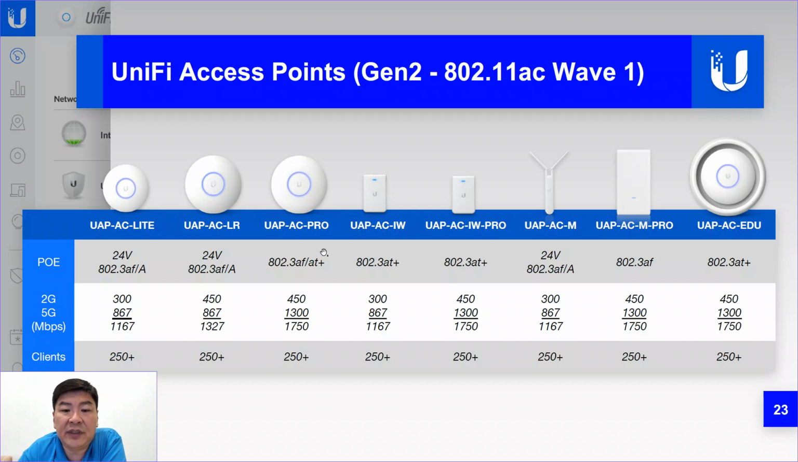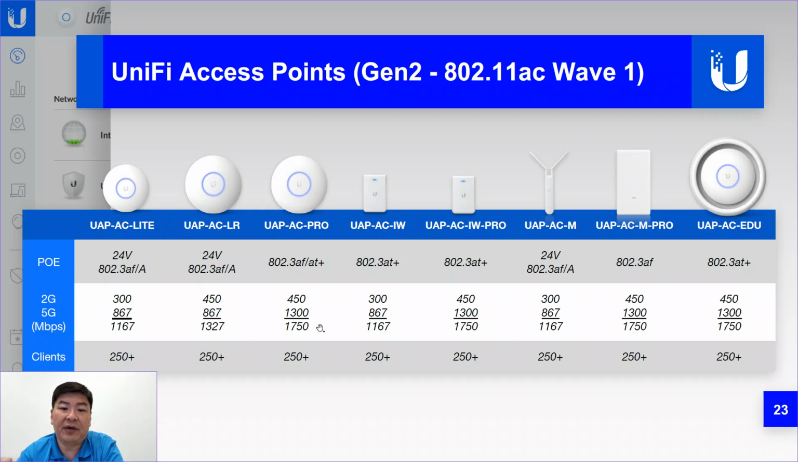Next we have the UAP AC Pro. This is the mainstream unit that's very hot selling in most countries. The AC Pro accepts the IEEE standard of 802.3af. Minimally, and best if possible, use at least 15 watts of PoE power. Do supply 15 watts of PoE power. The 2.4G operates at 450 Mbps, megabits per second. The 5G operates at 1300. So you will know that this is 1750.